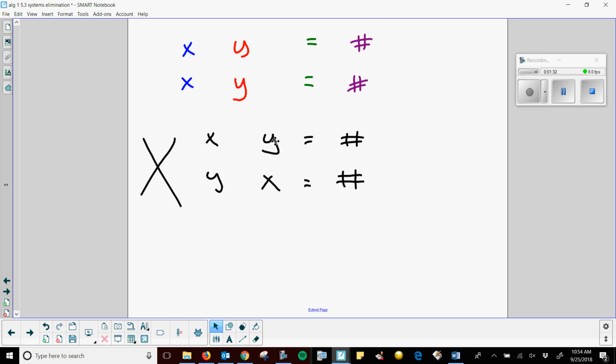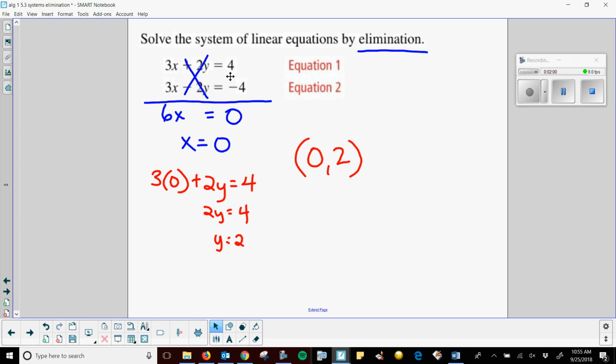If they give you something like this, just switch these back around and make sure you take the sign with it. Like if this said minus y, let me get a pen. That said minus y. What I don't want you to do is just this and call it good. That minus is going to have to go with that y. As long as everything's lined up, we're good. So let me move this out of the way.